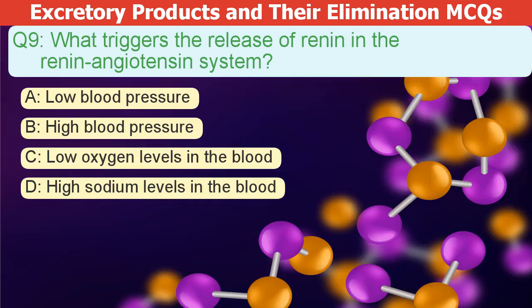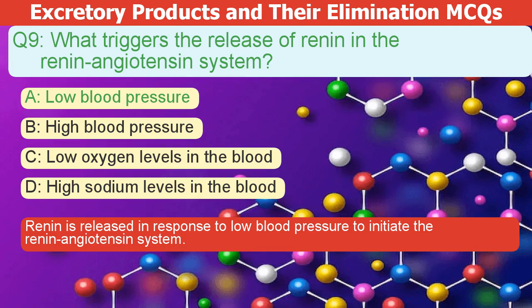What triggers the release of renin in the renin-angiotensin system? A. Low blood pressure. B. High blood pressure. C. Low oxygen levels in the blood. D. High sodium levels in the blood. The correct answer is A. Renin is released in response to low blood pressure to initiate the renin-angiotensin system.